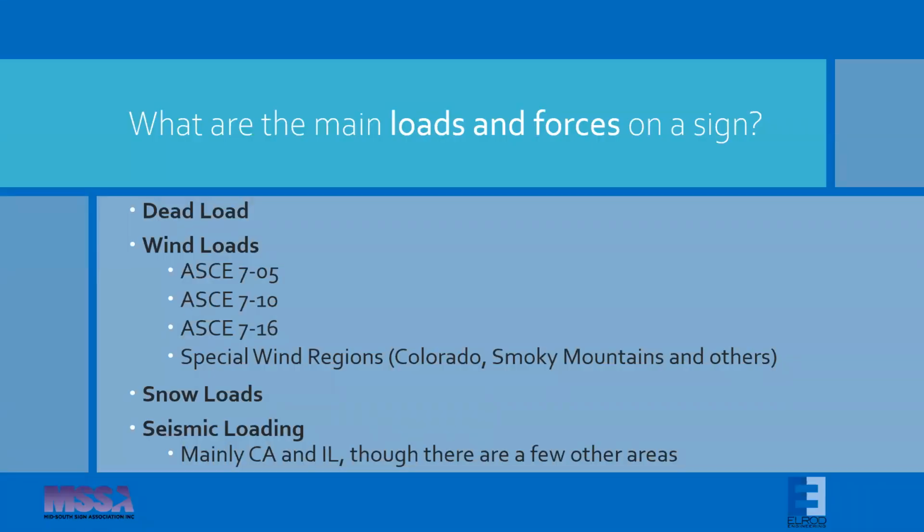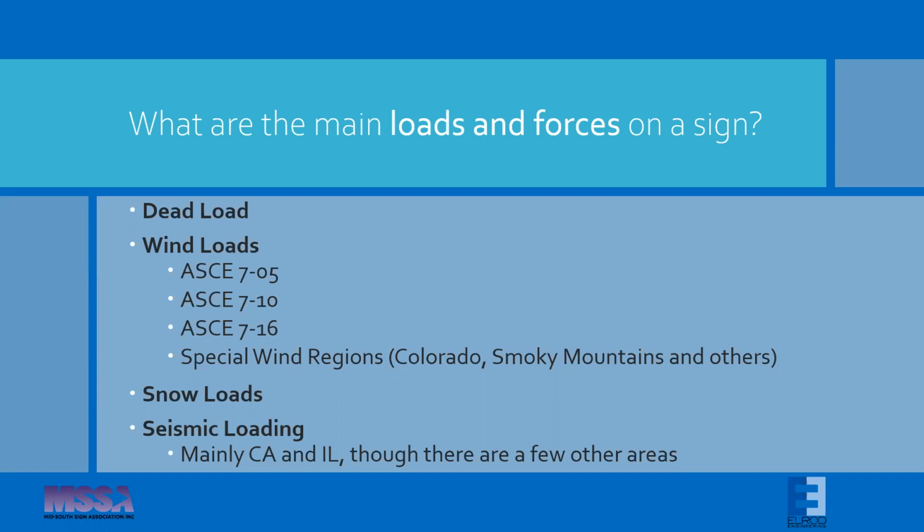So now we get into the analysis. What are the loads that are applied to a sign that your engineer needs to consider? So you've got dead load, wind load, snow load, and seismic loading. Those are the four primary classifications. Dead load is quite simply the weight of the structure. That is a permanent load that does not change. These other three are what are considered live loads. Those are variable loads, and they have to be considered.